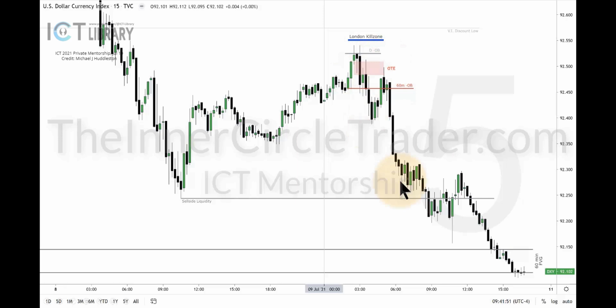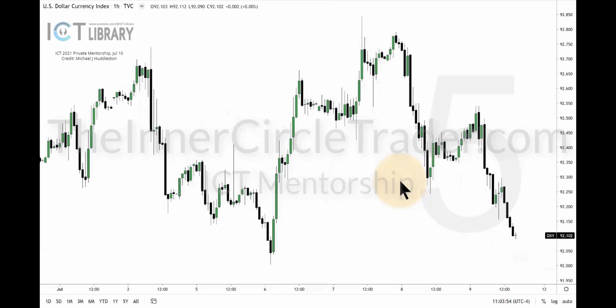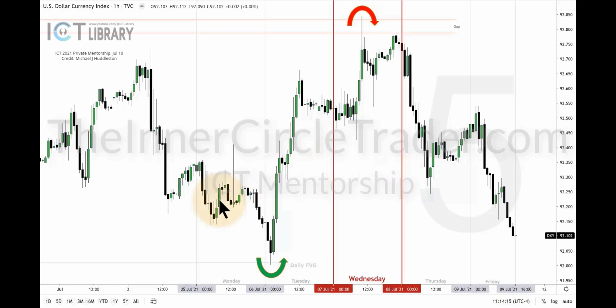Displacement to the downside. Now, I want you to look at this hourly chart and think about day of the week, weekly profile, and key turning points, key highs and lows. Here's Monday's trading. We trade down. Tuesday makes the low of the week. So it changes gears, goes higher. And then on Wednesday, what happens? We see it trade up into the gap on the daily chart.